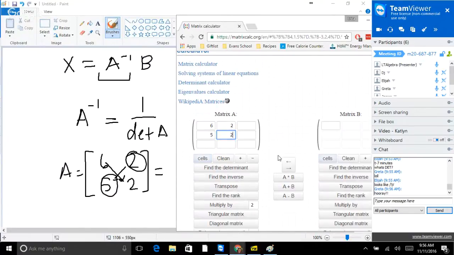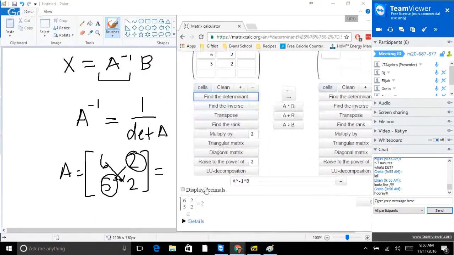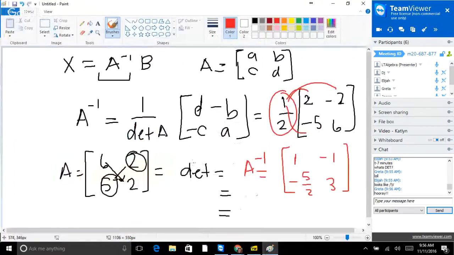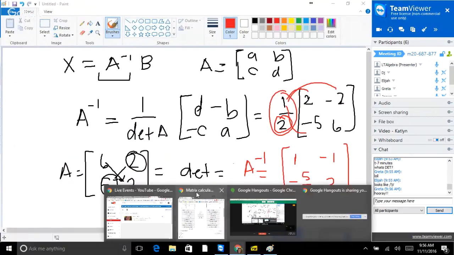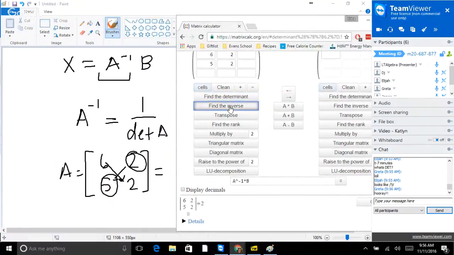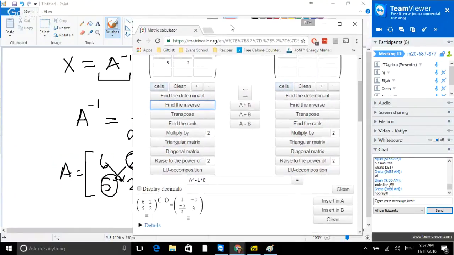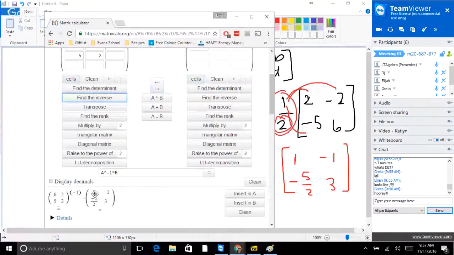So you can actually find the determinant. So the determinant is 2. And if I go back here, oops, that's not what I meant to do. The determinant is 2. I kind of erased it. Okay. And then if we want to find the inverse, you can just hit find the inverse, right? So the inverse is 1, -1, -5 over 2, and 3. And when we found the inverse by hand, we got 1, -1, 5 over 2, and 3. Oh, determinant. Yeah, all right.